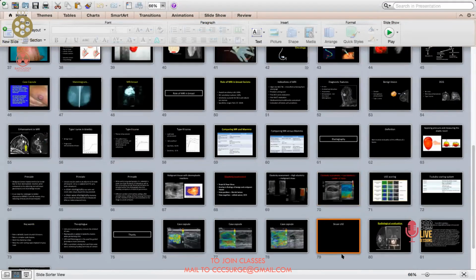Let me see whether I have the picture here. No, I don't have the picture here. Or else I would have been able to show you how a hyperechogenicity within a lesion can be there. Any other questions?